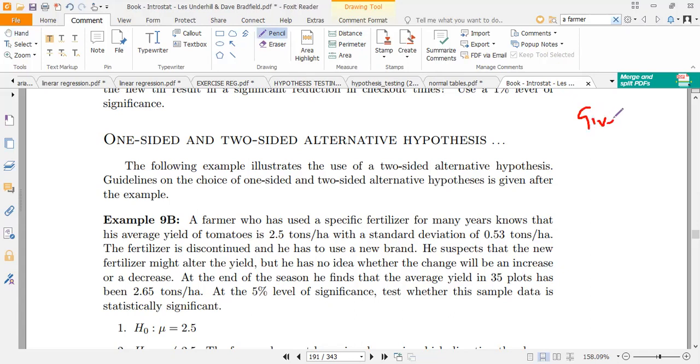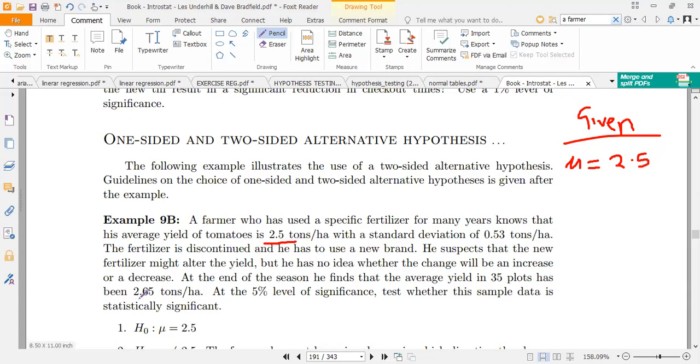Our mu is what? 2.5. This is our average, our mean. It has no sample size. It's an assumption, a historical mean.